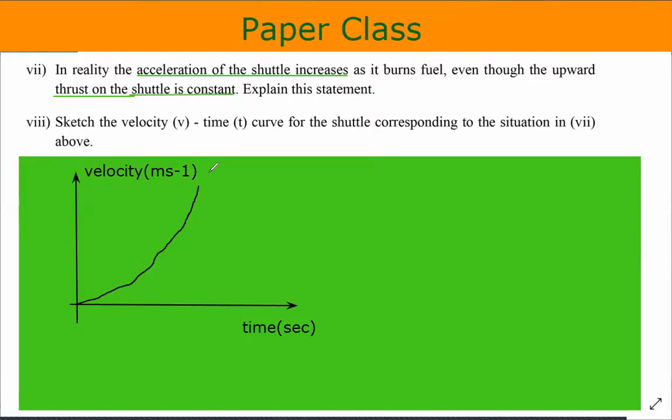It should be a smooth curve, right? Upward curve. Acceleration increases with time. That's why it became a curve. If it is a constant acceleration, the graph will be a straight line like this. Got it? But acceleration increases with time, so it's a curve. Got it? Draw it here. This is the graph for Roman number 8.